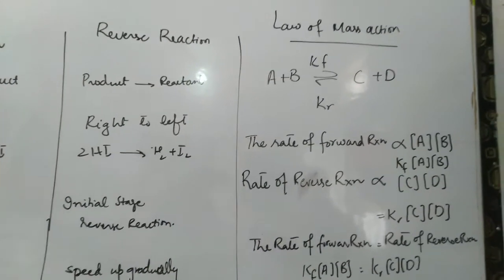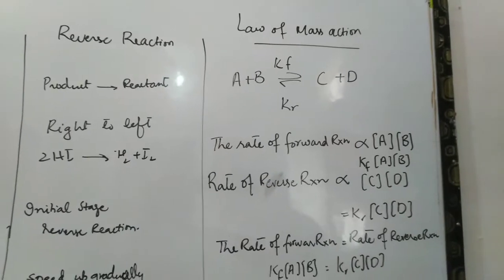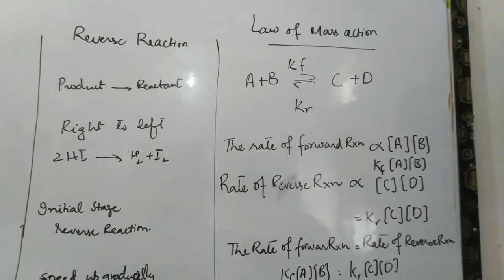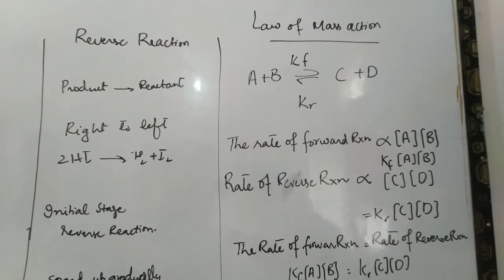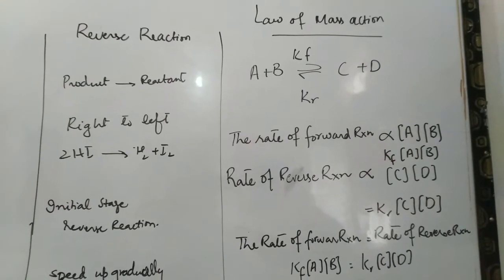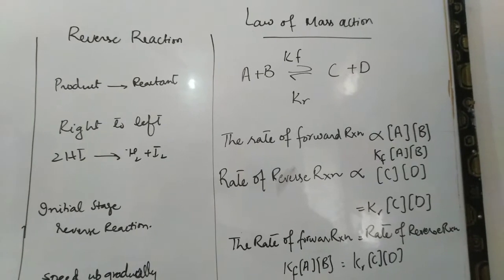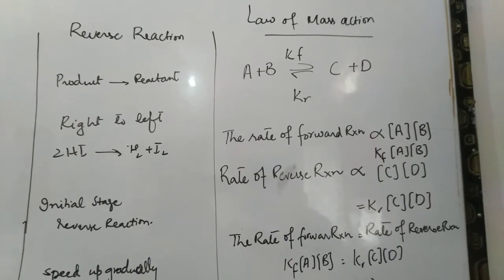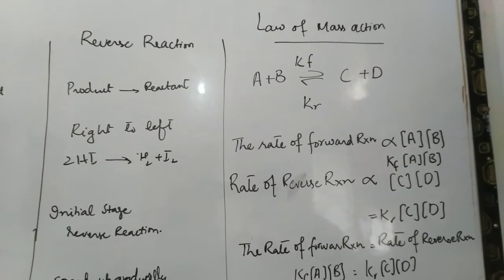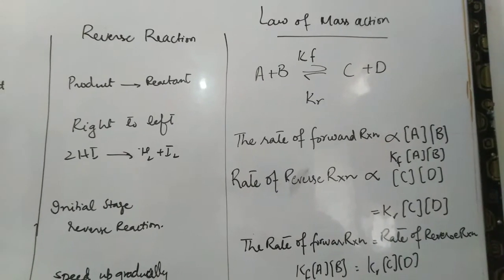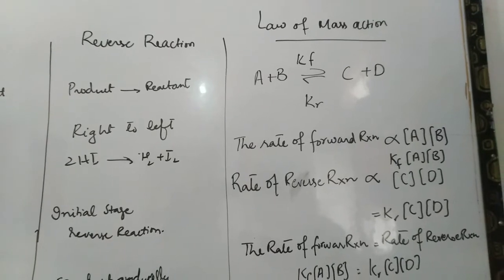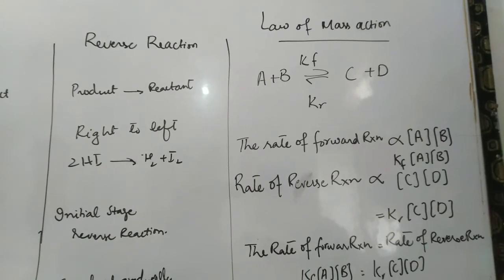The next topic is the law of mass action. This law was presented by Guldberg and Waage in 1869. According to this law, as you remembered from previous classes, energy cannot be created or destroyed, but it can be changed from one form to another. The law of mass action is the same as the law of energy. Mass can never be produced and can never be destroyed, but it can change from one form to another.